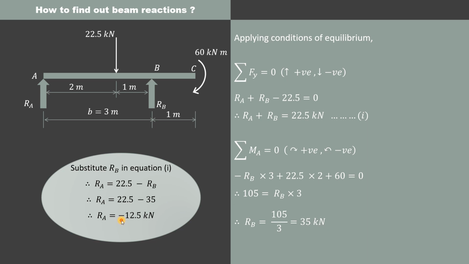So in this way we can find out the beam reactions in case of a simply supported beam having uniformly varying load, as well as the end moment and having the overhang on the right hand side.